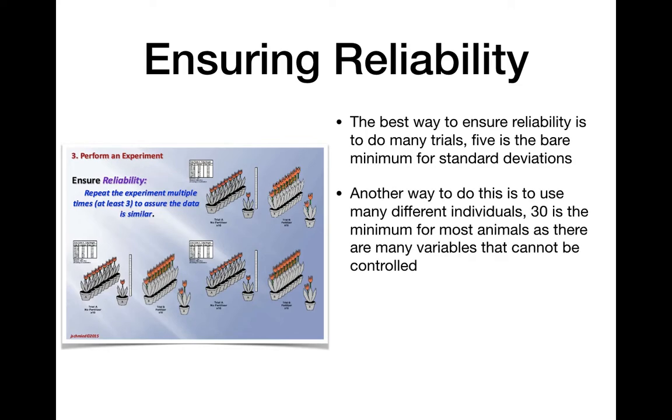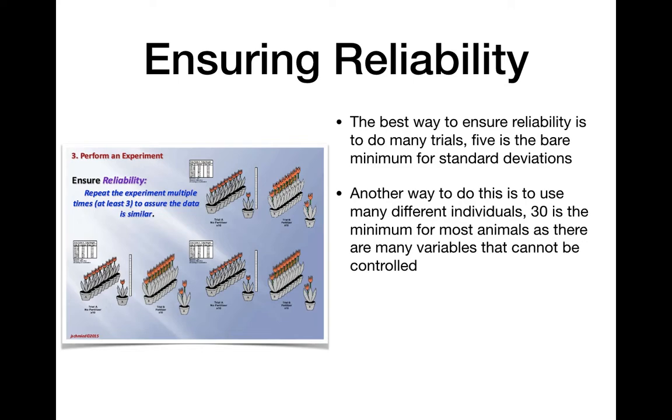Okay, another way you can increase reliability is you can have many different individuals. 30 is the minimum for most times you work with individuals like animals, people, that kind of organisms, because there's so many variables about them that you just can't control. You can't keep constant about them. Think back to our ventilation practical 6 lab. It's really hard to keep all those factors constant. So a good way to do that is to have lots and lots of data of 30 individuals, each one doing 5 trials.